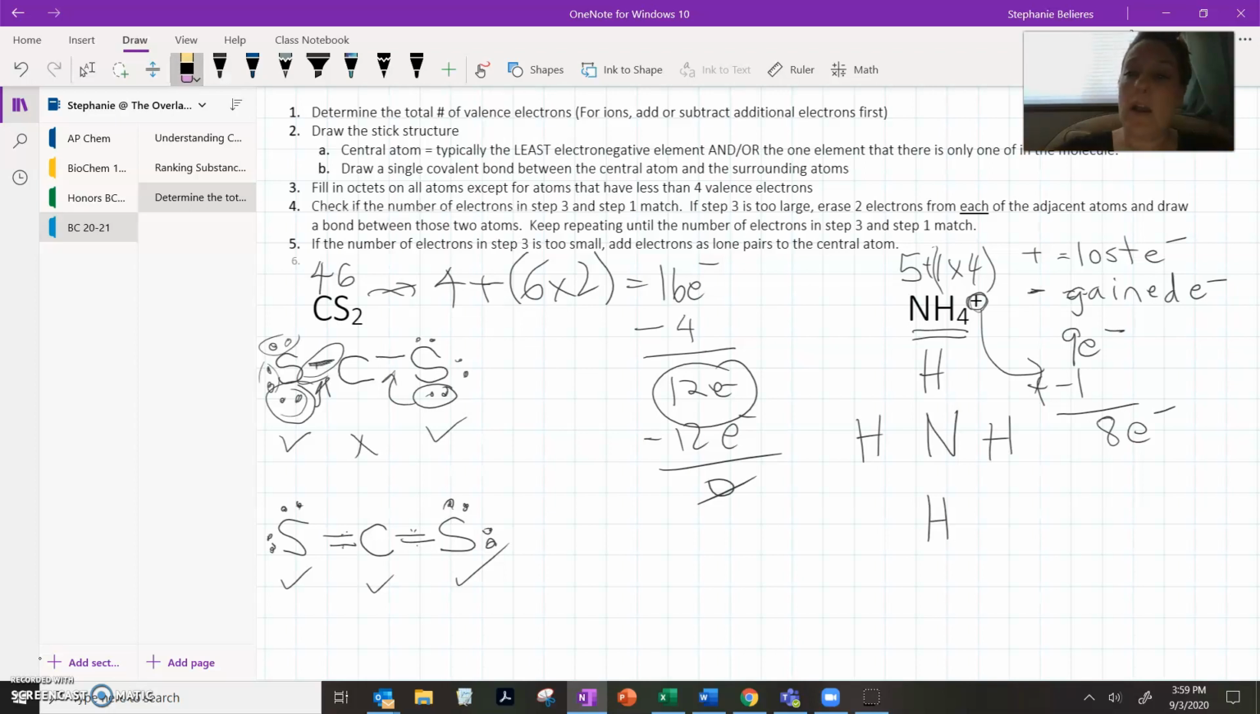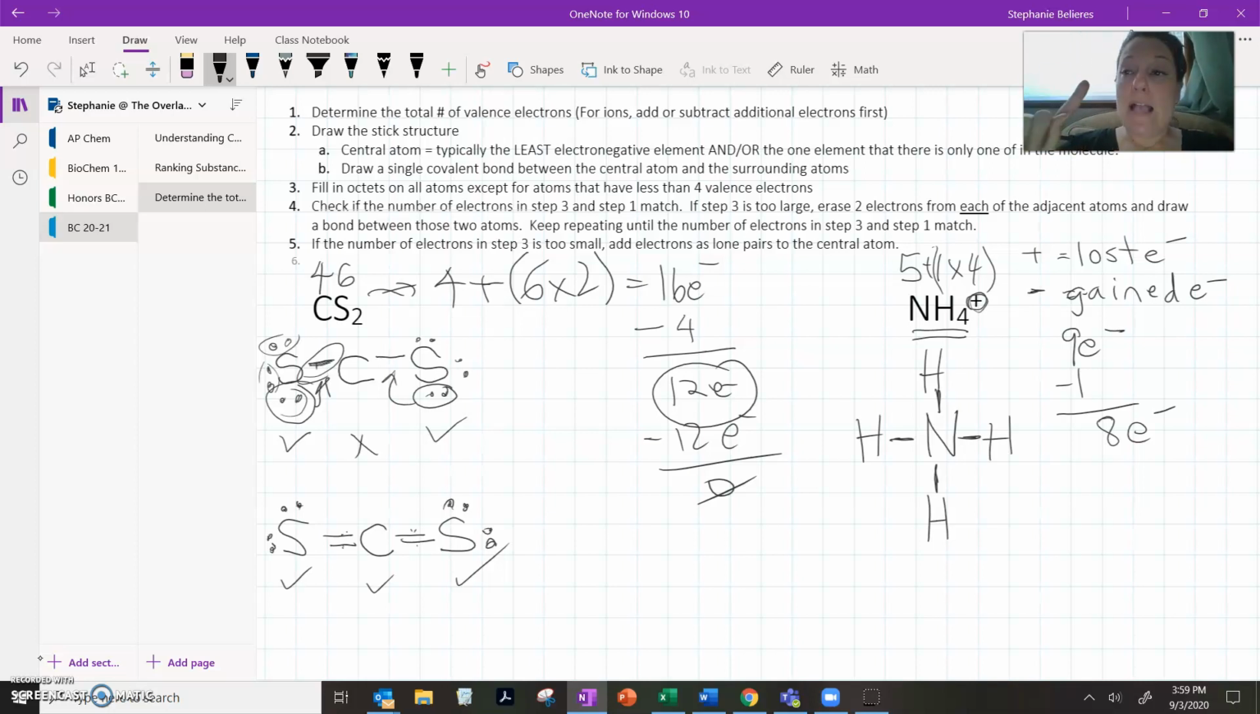And what I'm going to do next is place my electrons. And remember, I place my electrons simply by drawing a single covalent bond between the center and each surrounding atom. I have 8 to place. So I'm going to do 2, 4, 6, 8. All right, so I'm done. I've placed all my electrons. There's a single bond between the nitrogen and each hydrogen.